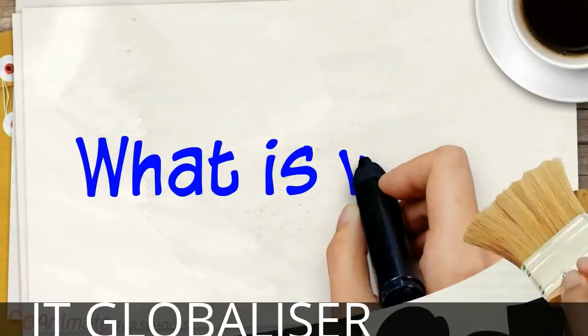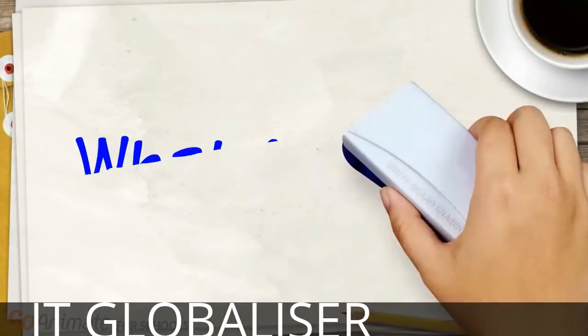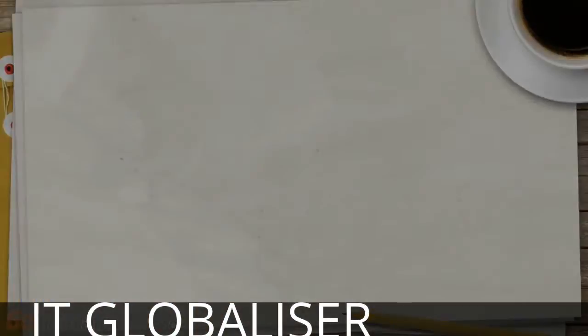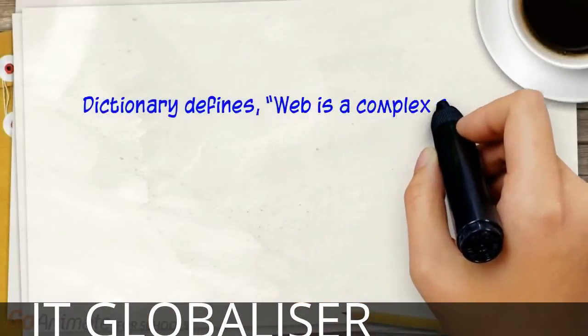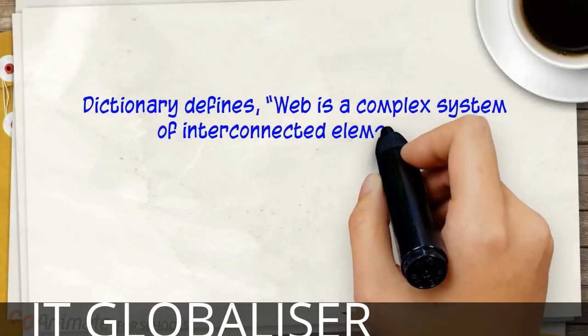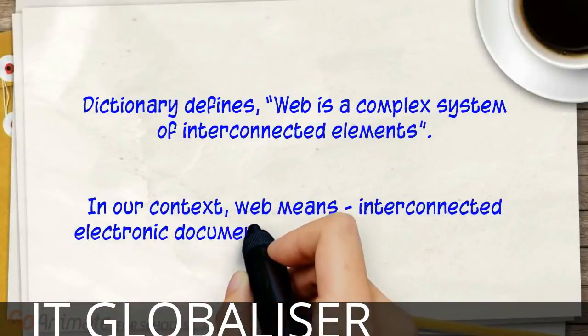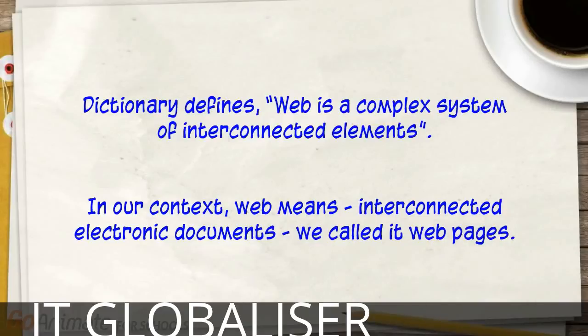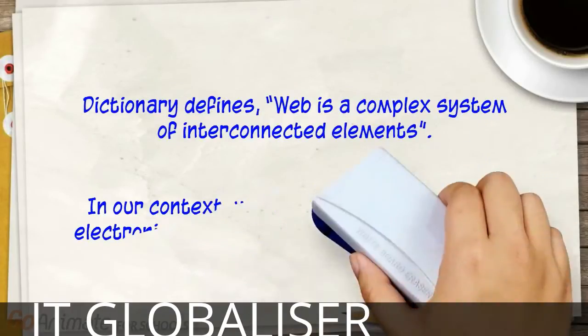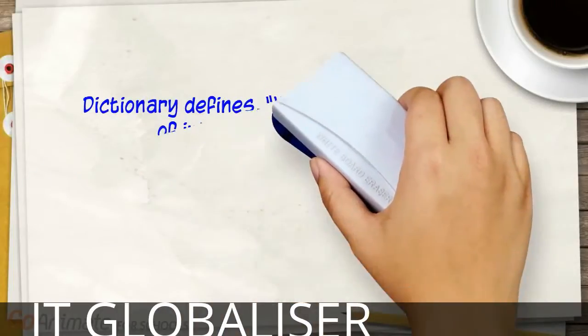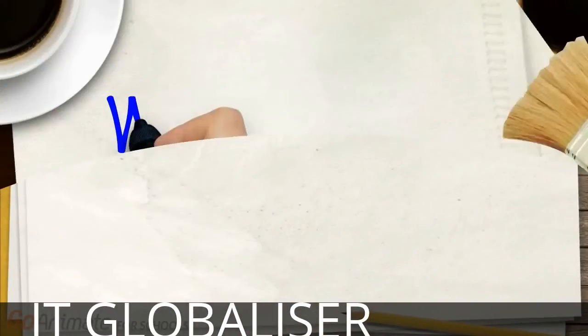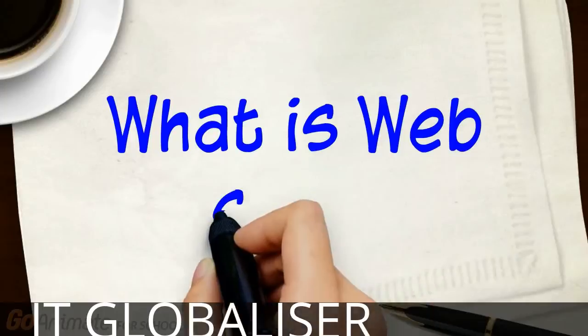Let's learn, what is web? The dictionary defines web as a complex system of interconnected elements. In our context, web means interconnected electronic documents. We call them web pages. Then, what is a website? Let's learn that now.